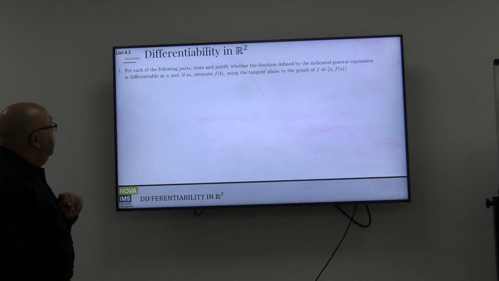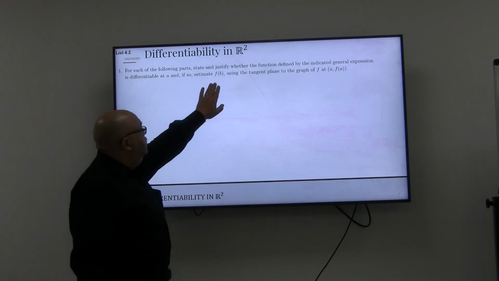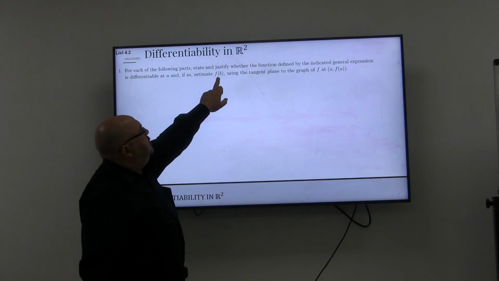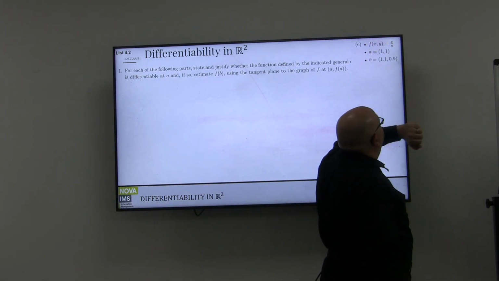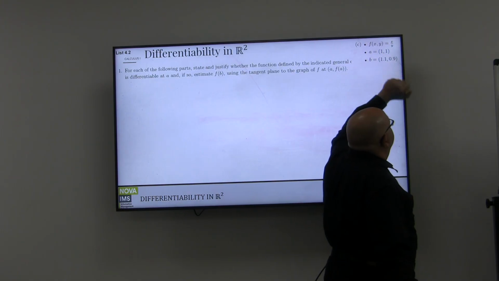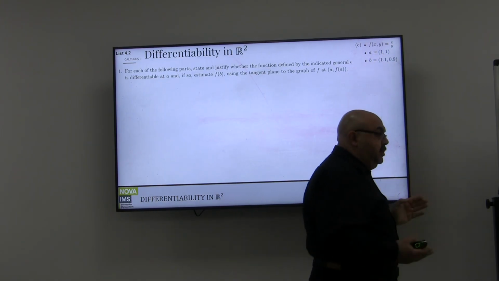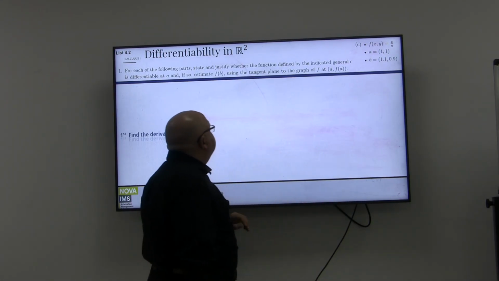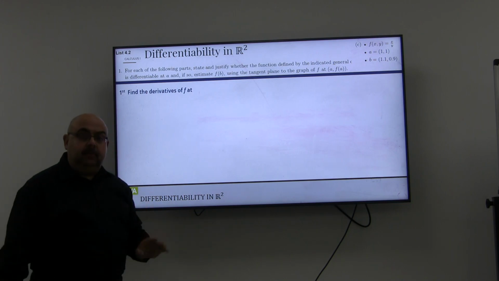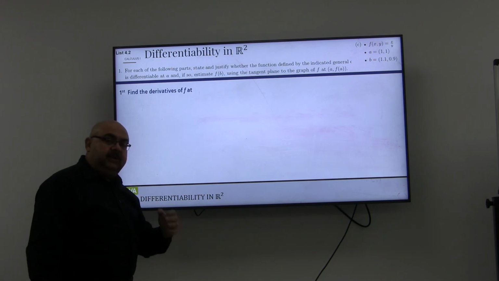For this problem, he wants you, for each of the following parts, to state and justify whether the function at the indicated point is differentiable at A. If so, use the derivative to estimate the value of the function at f of B. For this problem in specific, he wants you to test x over y at the point (1, 1), and if it is differentiable, approximate the values at 1.1 and 0.9. It's really very simple. All I have to do is stick to the plan: 3 steps. 1, 2, 3.